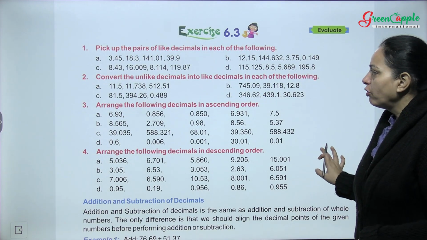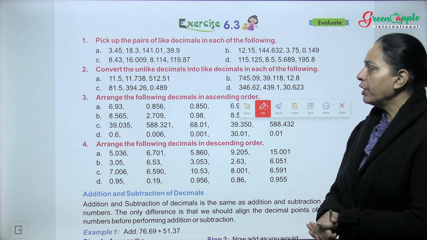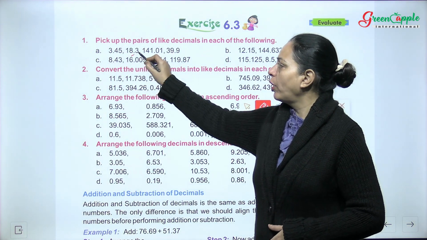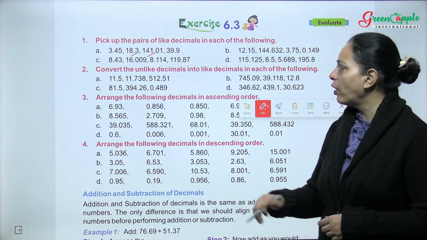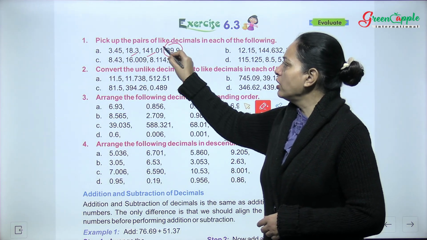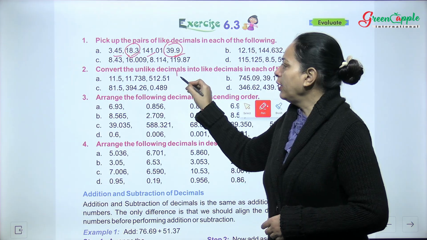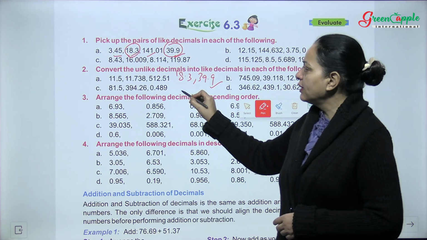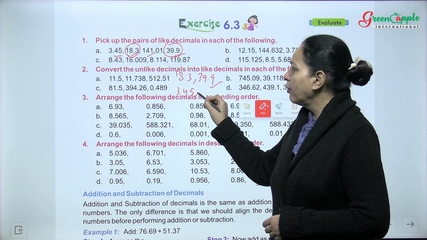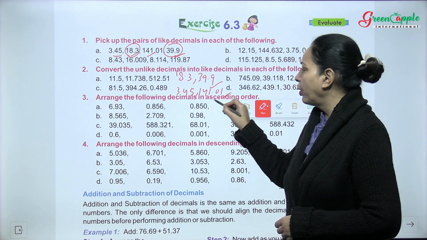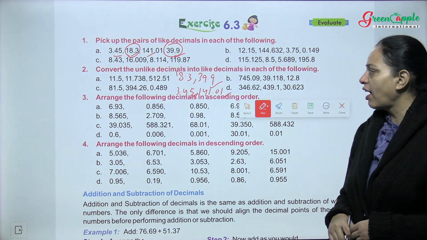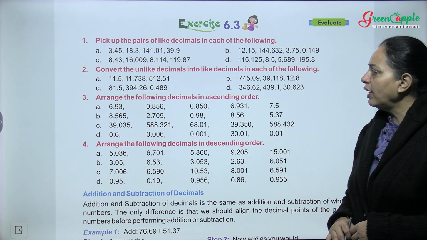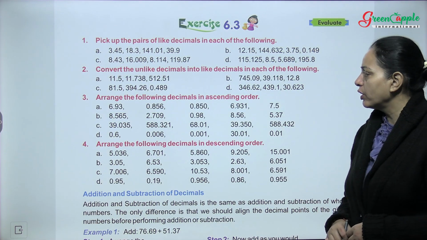Now exercise 6.3, question number 1. Pick up the pairs of like decimals in each of the following, like A part 3.45, 18.3, 141.01, 39.9. So 18.3 and 39.9 are like decimals, and 3.45 and 141.01, two decimal places. So these are like. Similarly, you can try remaining parts. Similarly, second question, convert the unlike decimals into like in each of the following. You can try this one.